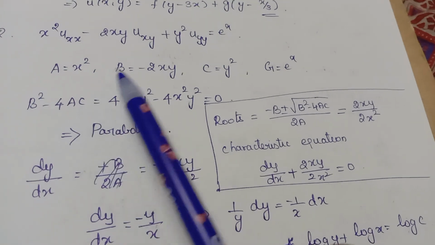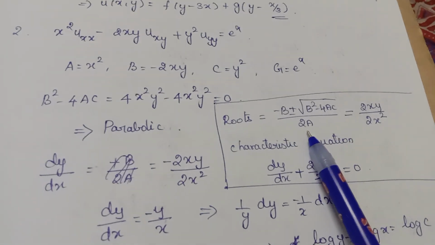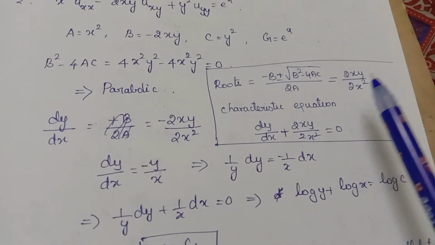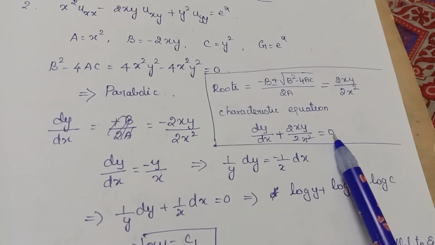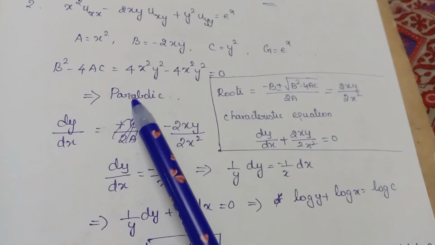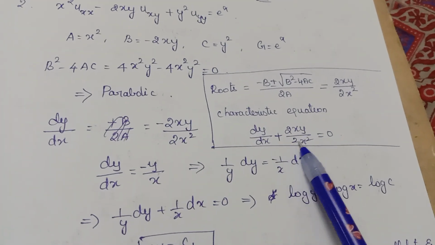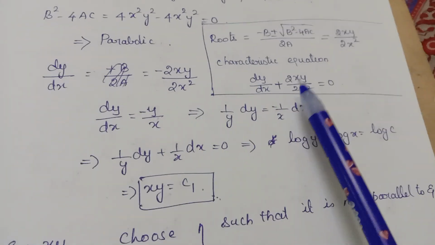Now let me find the roots of this quadratic equation. Minus b plus or minus root of b square minus 4ac by 2a is equal to 2xy by 2x square. Right. The characteristic equation is dy by dx plus root of the equation equal to 0. So since this is parabolic, there will be only one root for this equation. So there is only one characteristic equation when you have a parabolic type. Right. So let us solve this equation.